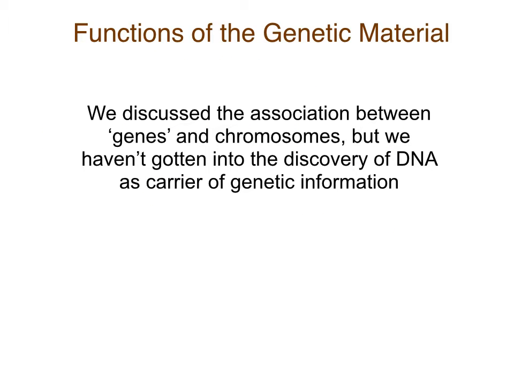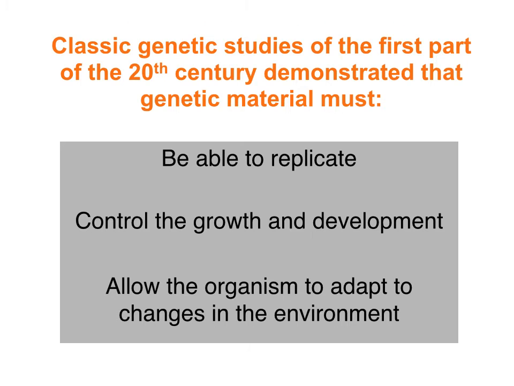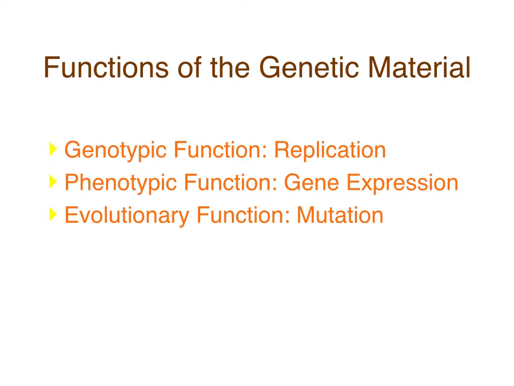We've discussed the association between genes and chromosomes, but as of yet we haven't looked at the discovery of DNA itself, nucleic acid, and then DNA as the carrier of genetic information. These are the three criteria that had to be satisfied. We can look at those criteria, name the function of each of them, and then associate that with the different things that we've talked about.